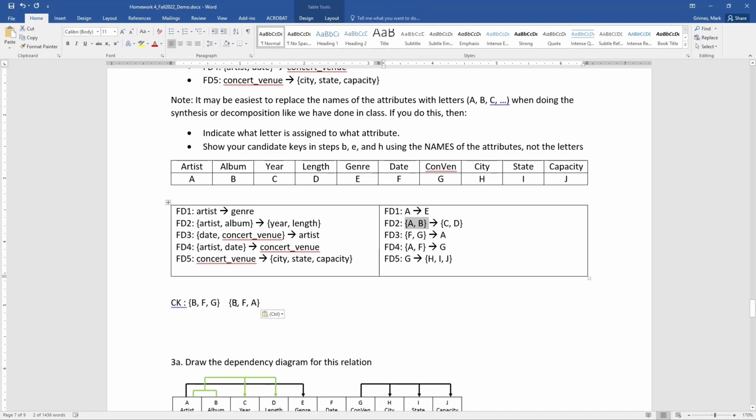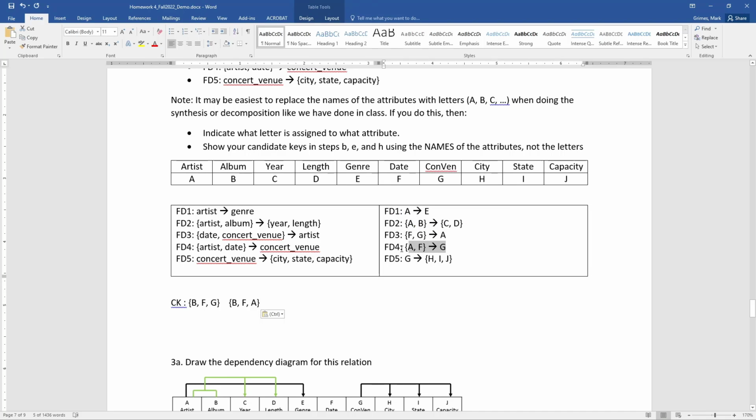AB is part of this candidate key, and it's functionally determining CD. These are two non-key attributes, so this is also a partial dependency. FG determines A. This looks like it might be a partial dependency. However, A is a key attribute. So this actually is not a second normal form violation.